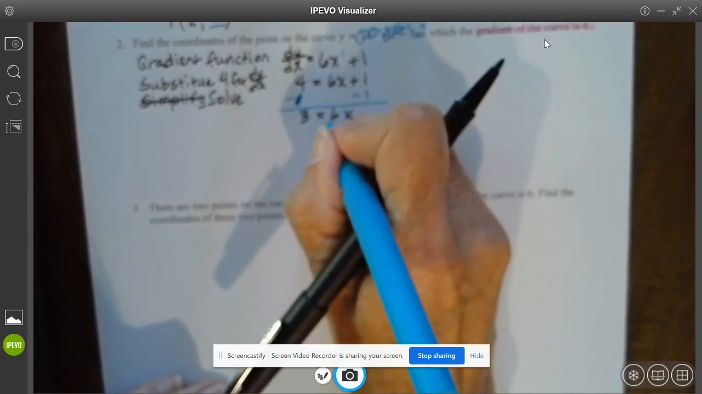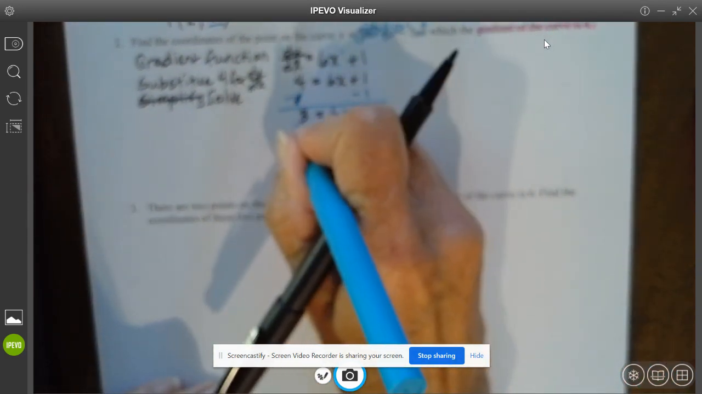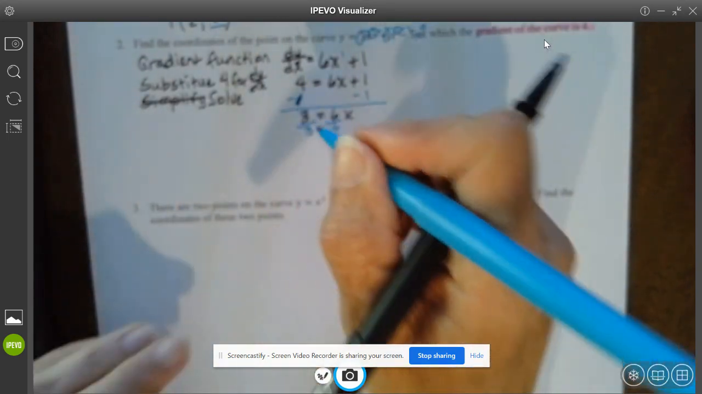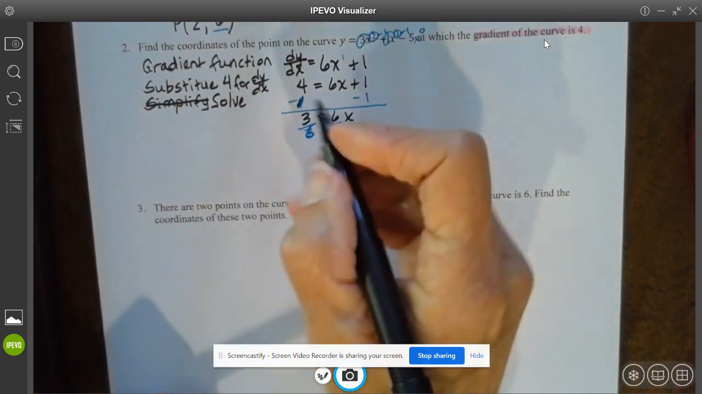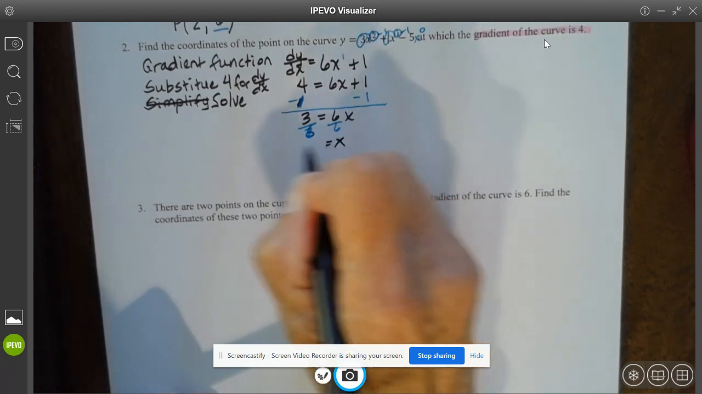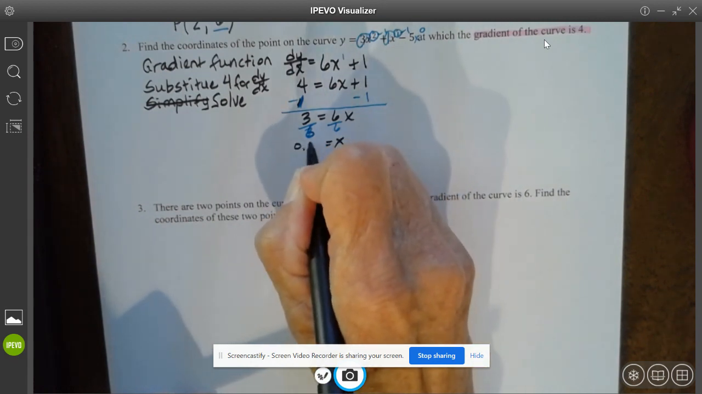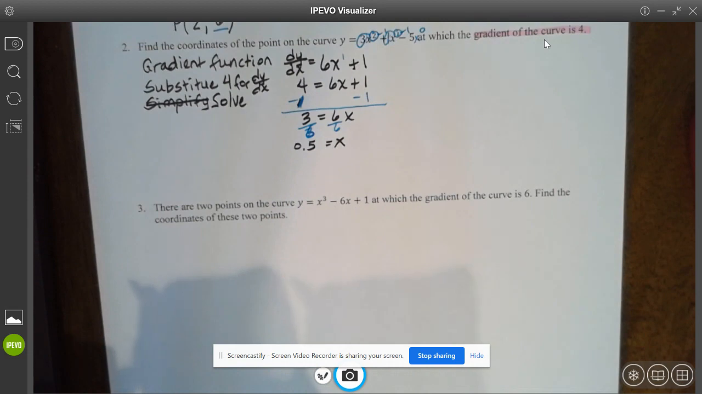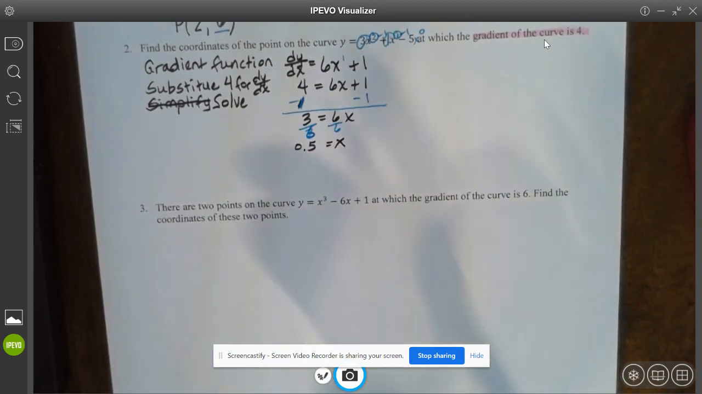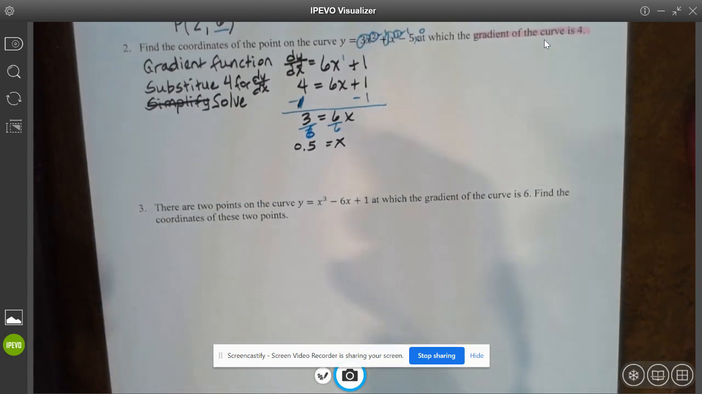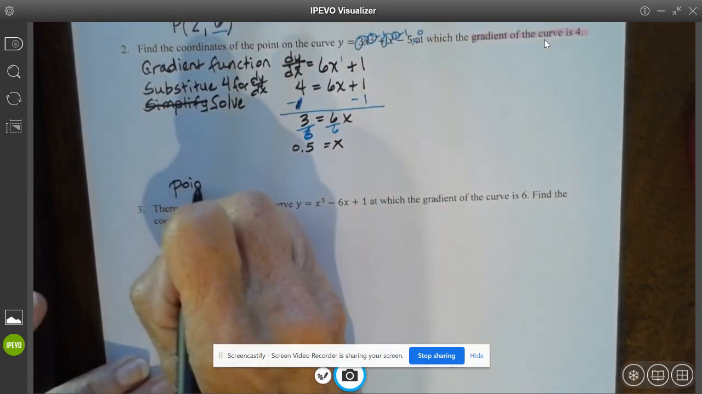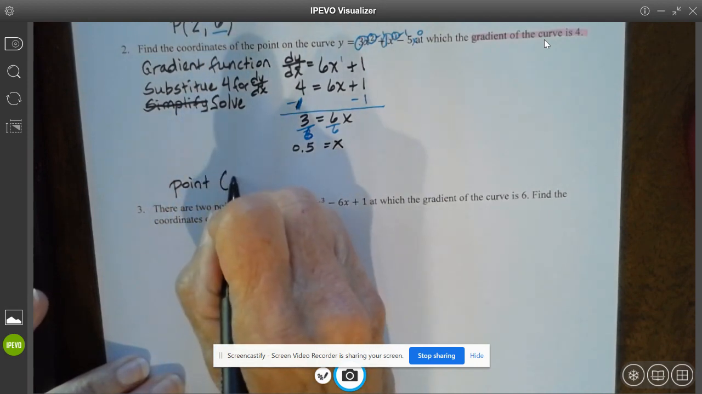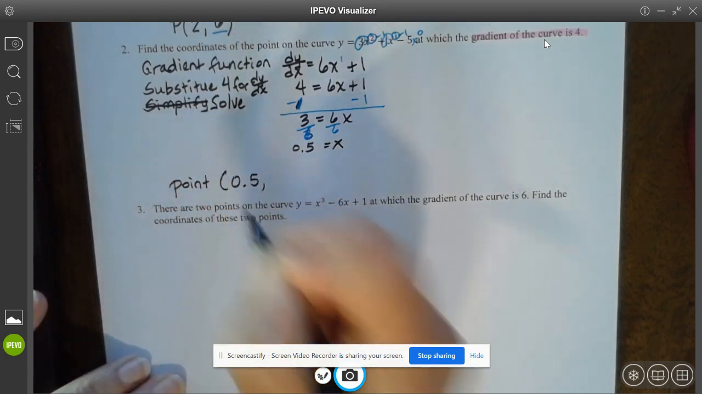Many of you guys are going to say, Mrs. Sharillo, really? A fraction? Yeah, but guess what? I'm going to write it as a decimal. What's 3 over 6? It is 0.5. So if you don't like the fraction, if it's a terminating decimal like 1/2, use it. So what? We found that x was 1/2.